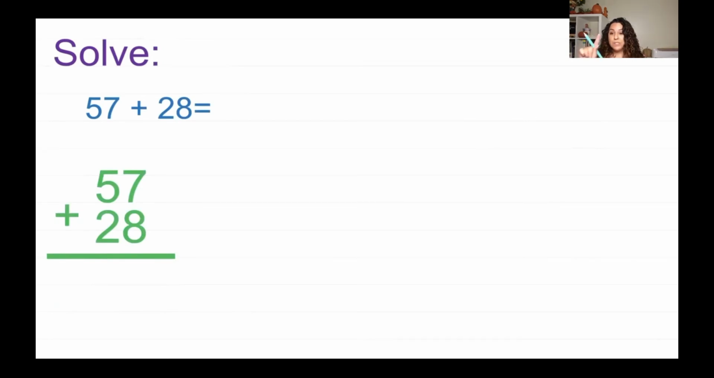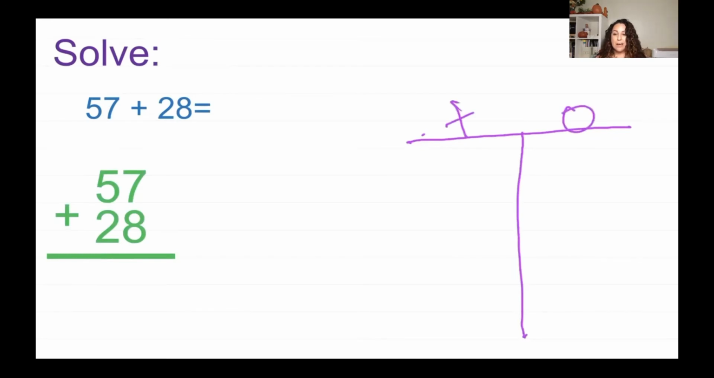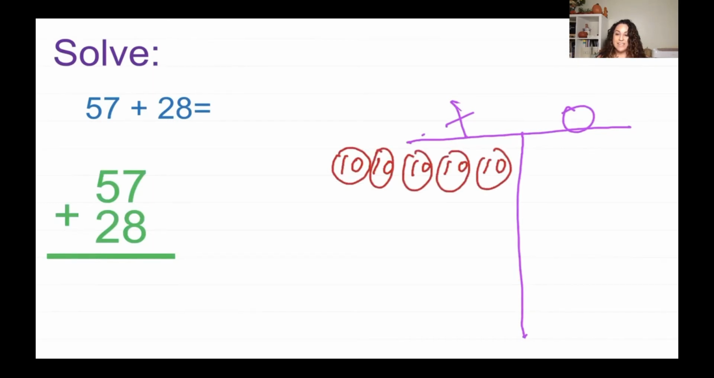So what's the first thing that I have to do? I have to make my T-chart. So let's go ahead and make our horizontal line and our vertical line. And I'm going to write TO on top. 57, that's a big number. So let's get started writing that. 10, 20, 30, 40, 50. 1, 2, 3, 4, 5 10s. How many ones? 1, 2, 3, 4, 5, 6, 7. Here we go.